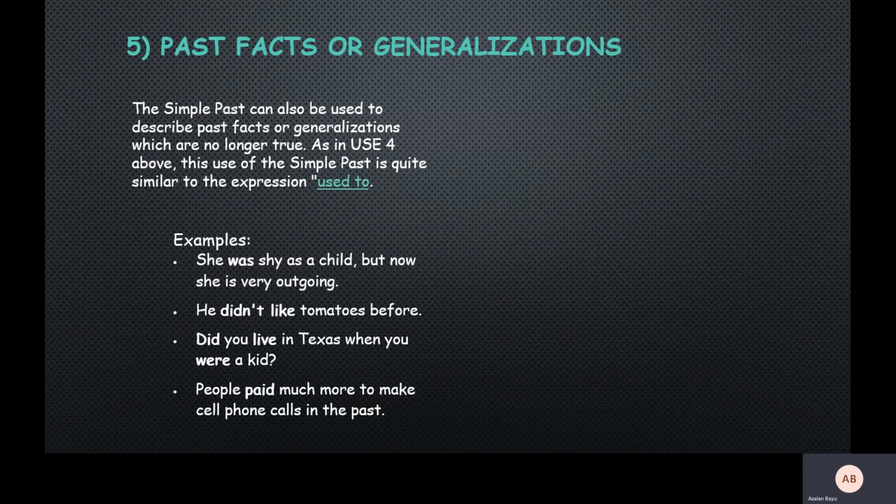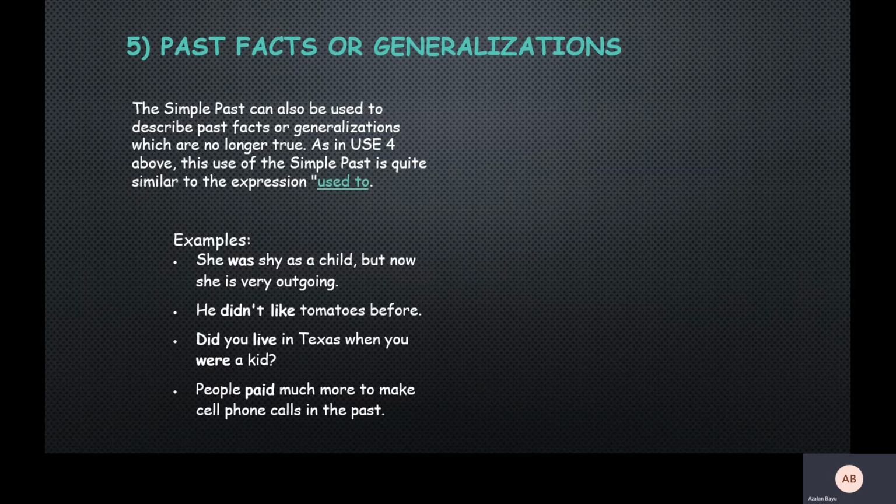All right. Did you live in Texas when you were a kid? Okay. And you can say yes or no. All right. And it's already completed. Okay, people paid much more to make cell phone calls in the past. Okay, but nowadays people pay much more for other things. Okay, not only cell phone calls in the past, because I think nowadays we pay more for the internet data, not to make cell phone calls, I guess. Okay, that's why they use past tense here.